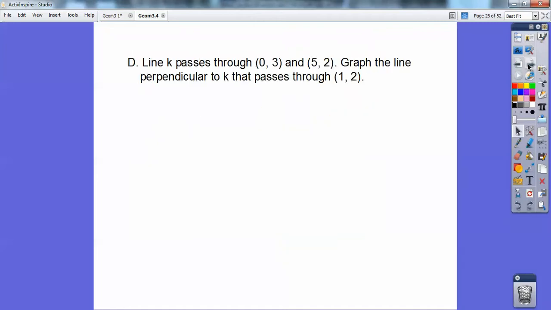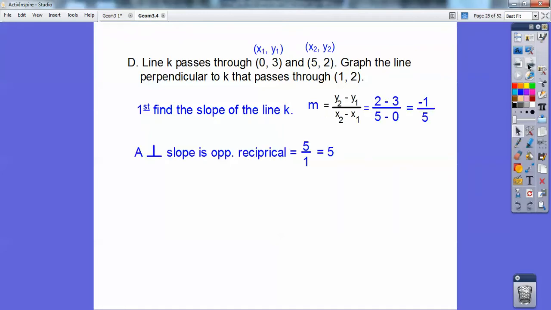All right, line K passes through 0, 3 and 5, 2. Graph the line perpendicular to K that passes through 1, 2. First I've got to find the slope of line K. So use slope formula and plug in the numbers. 2 minus 3 over 5 minus 0 is negative 1/5. So if that's negative 1/5, the perpendicular slope is to flip it and change the sign. Since that one's negative, this one's positive. So I flipped it, and the slope is 5.